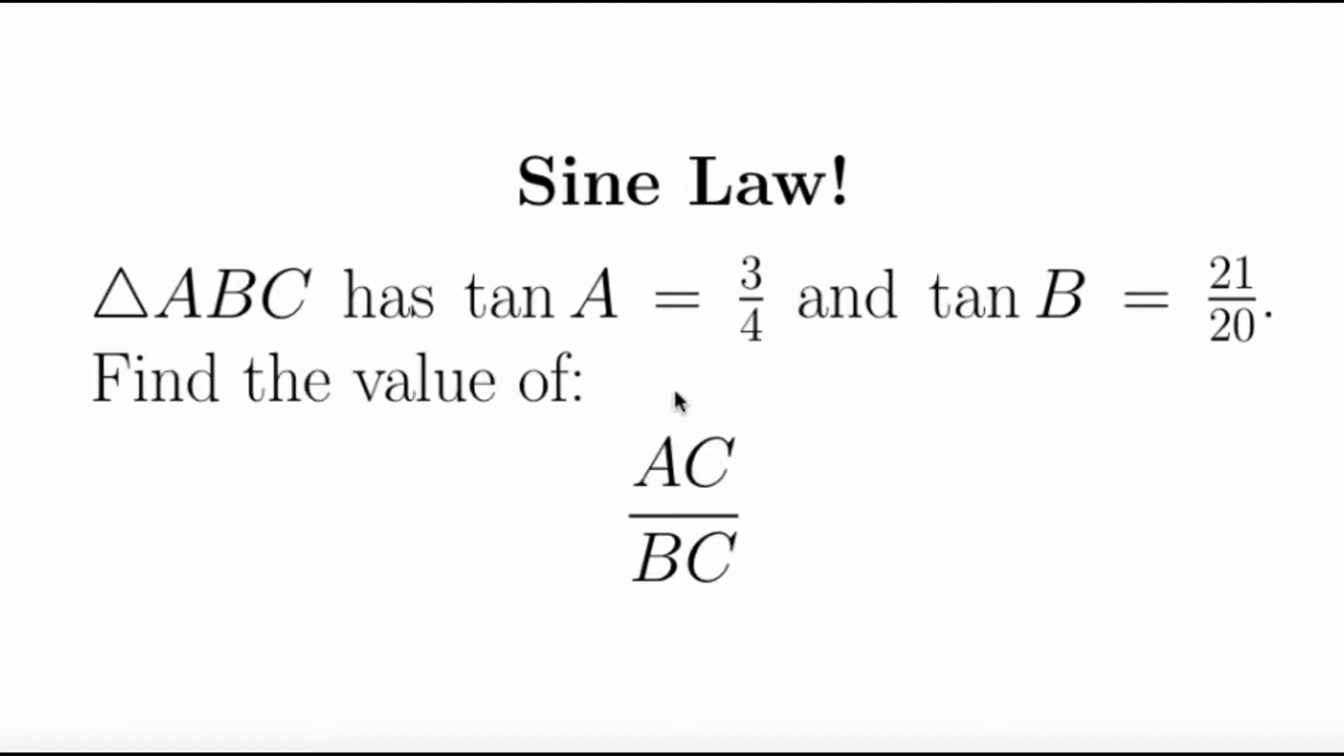Here's an item on triangles involving the use of the law of sines. Triangle ABC has tangent A equals 3/4 and tangent B equals 21/20. Find the value of AC over BC. As usual, pause this video if you'd like to give this item a try, but if you're done, let us dive into the solution.